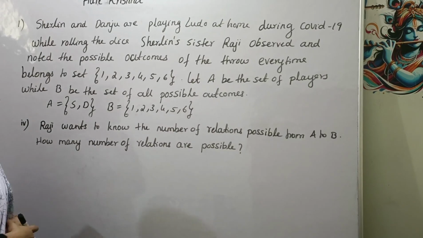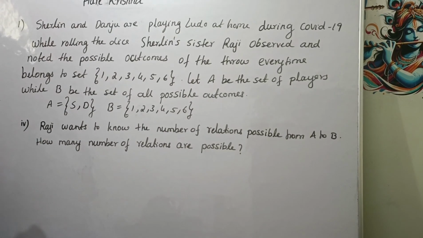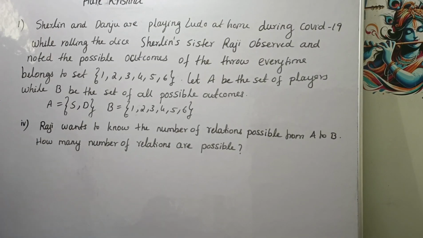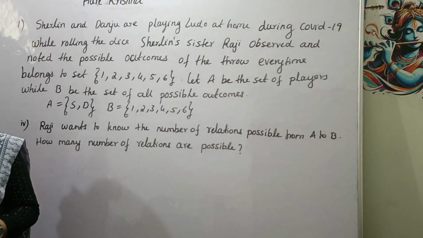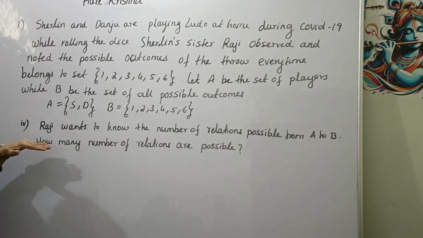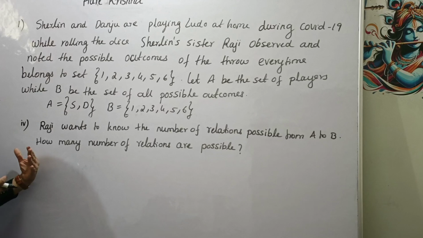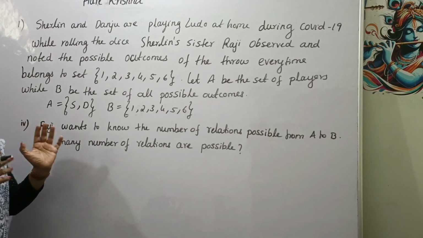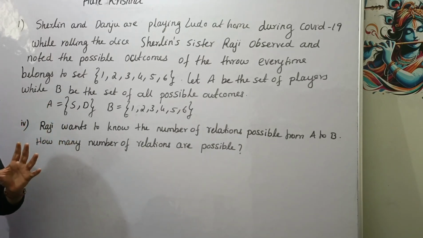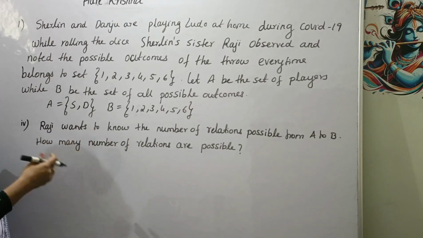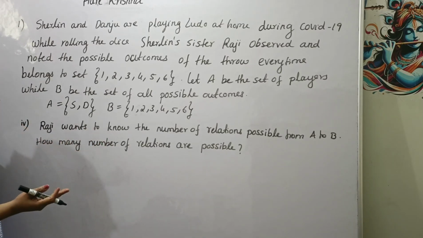So next question, based on the above information, Rajiv wants to know the number of relations possible from A to B. How many relations are possible? In the previous question, we have already found the number of functions, right? The number of functions from A to B is the number of elements of B raised to the number of elements of A. So here, what is the number of relations from A to B?